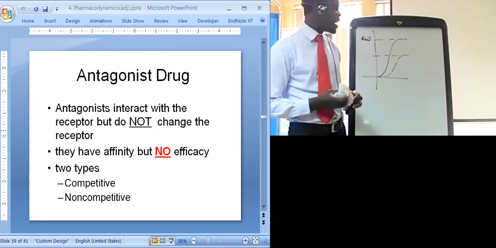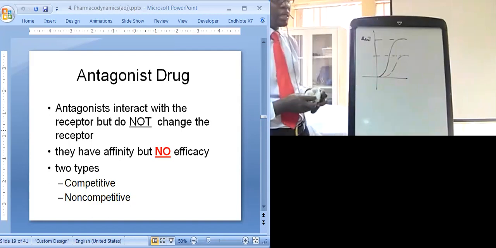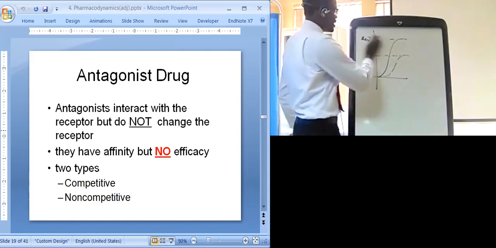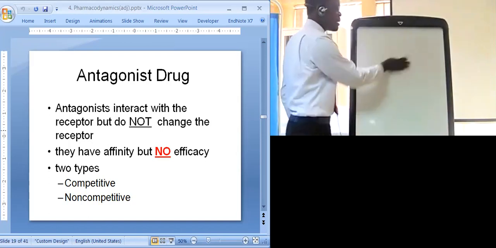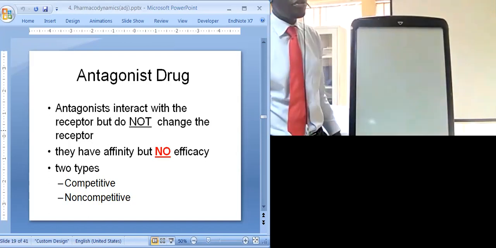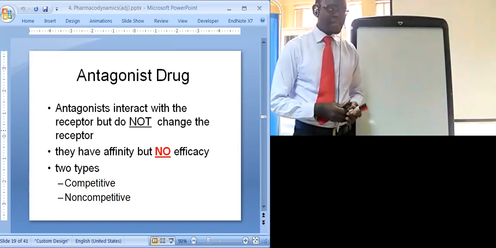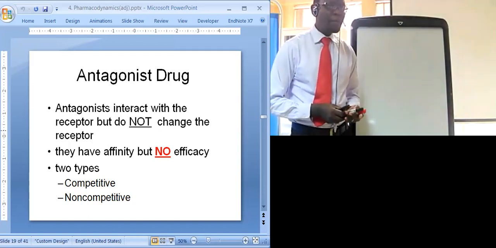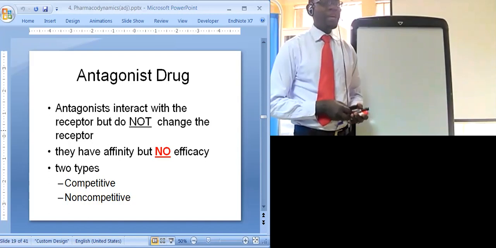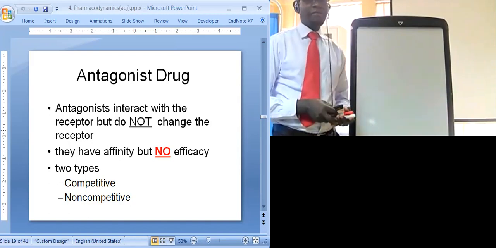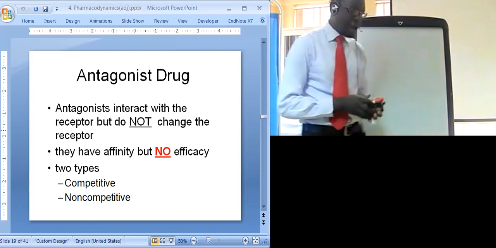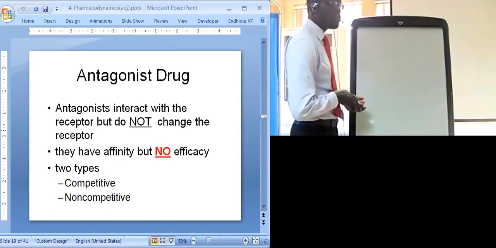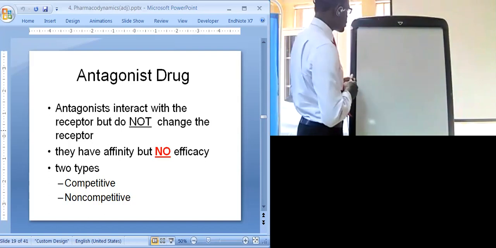Now, on the other hand, antagonists interact with the receptor and therefore bind. So they have what we refer to as affinity. However, they do not have efficacy. They do not create an effect. Their role is just to bind.